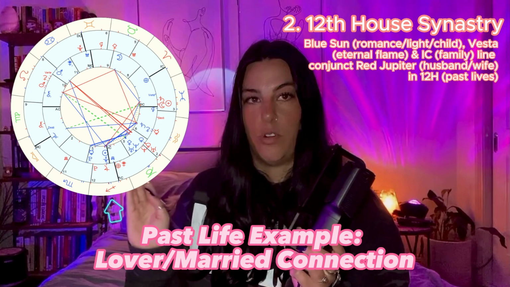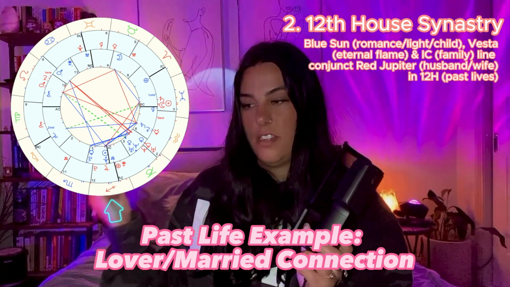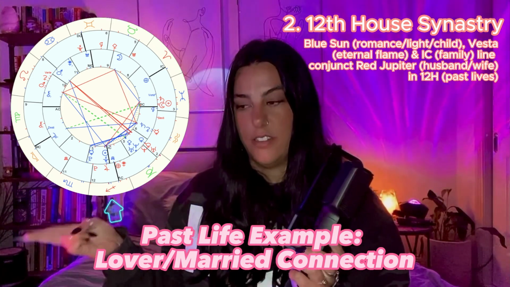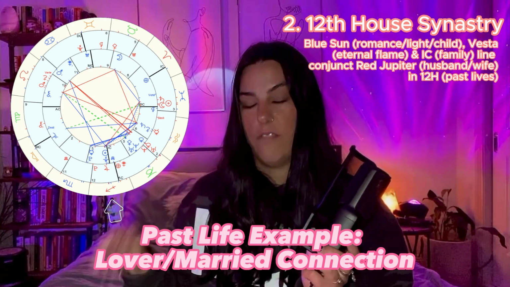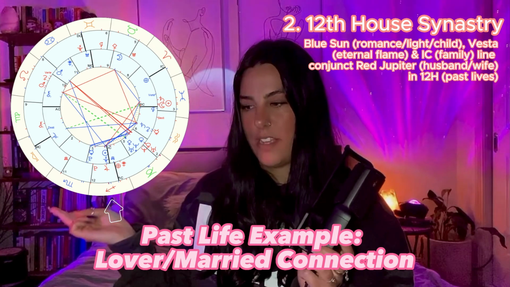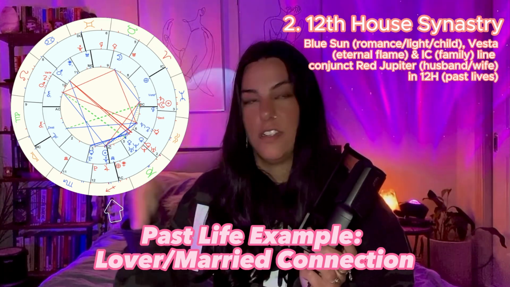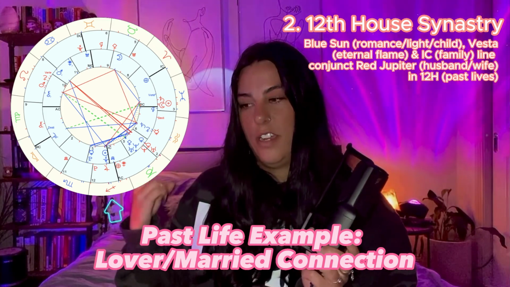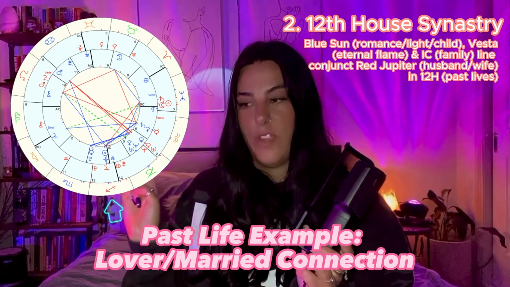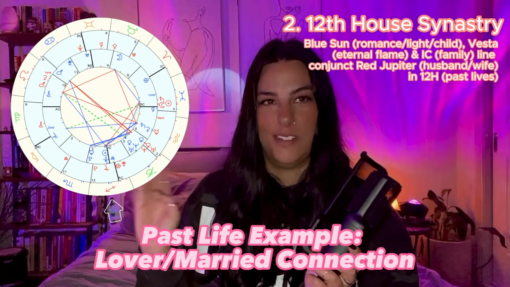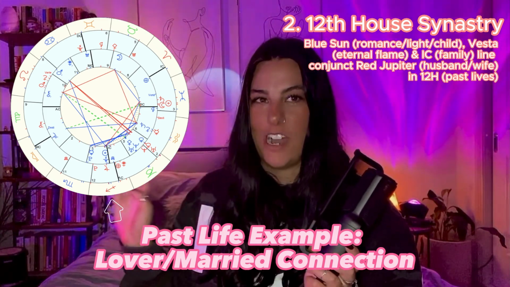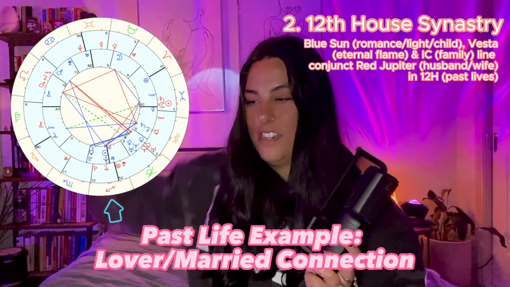So the blue person brought light, probably children, given that the sun's associated with the 5th house of children. The blue person probably had that red person's babies in a past life. And Vesta's the flame that doesn't go out. So the blue person definitely, if anything, might have loved the red person a little bit more. And I'll explain why that's a little bit more likely in a second.